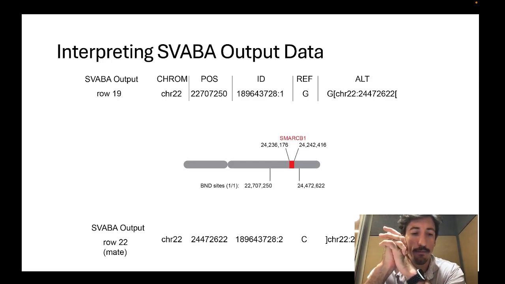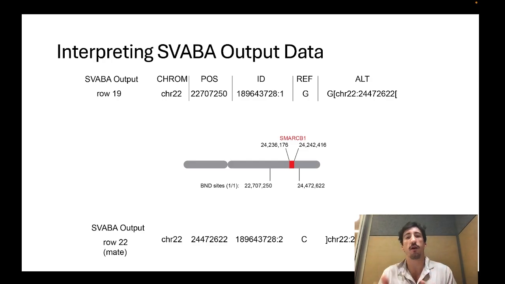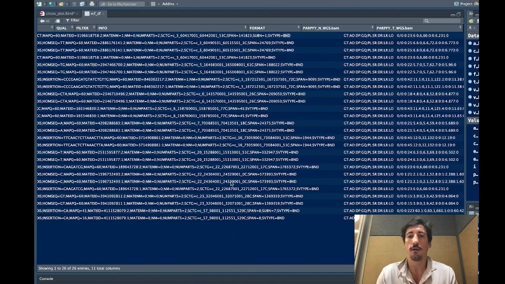But yeah, just take a note, SvABA only outputs break end. It will not specify if this is an inversion, translocation, yada yada. You kind of have to do that digging on your own. So that is pretty much everything I wanted to cover. I guess one other thing, I'll show this right here.